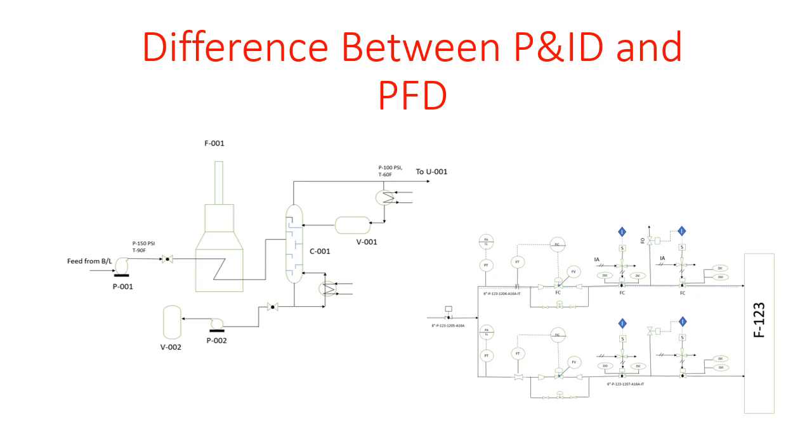In the process industry, the two most important documents are the P&ID and the PFD. P&ID stands for Piping and Instrument Diagram, or in some places it is also called Process and Instrumentation Diagram. On the other hand, PFD means Process Flow Diagram. Now, we often encounter the question: what is the difference between P&ID and PFD? So let's look into it with a practical example.